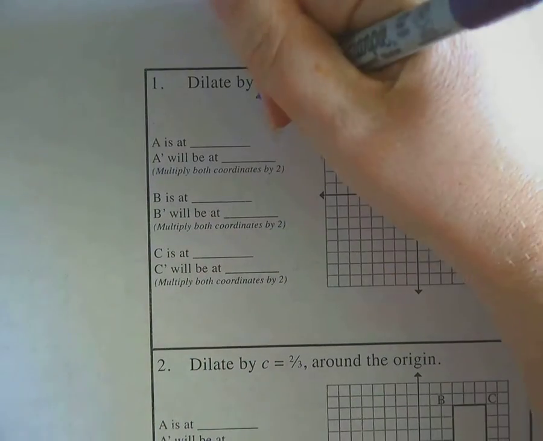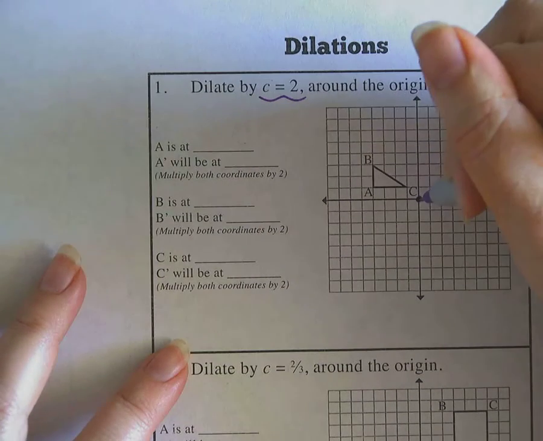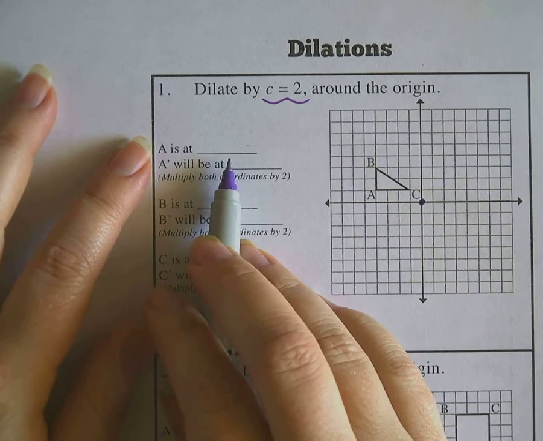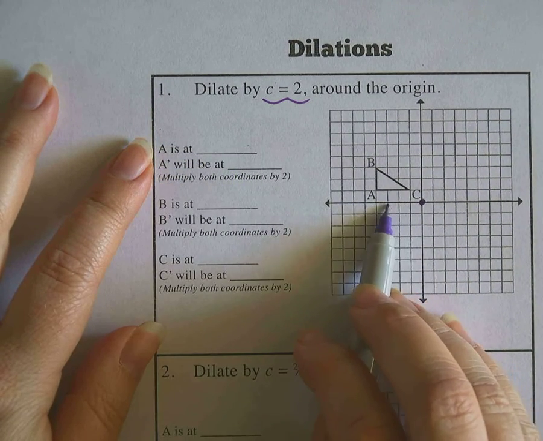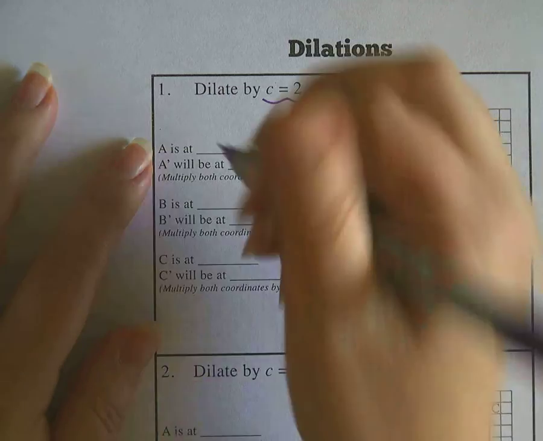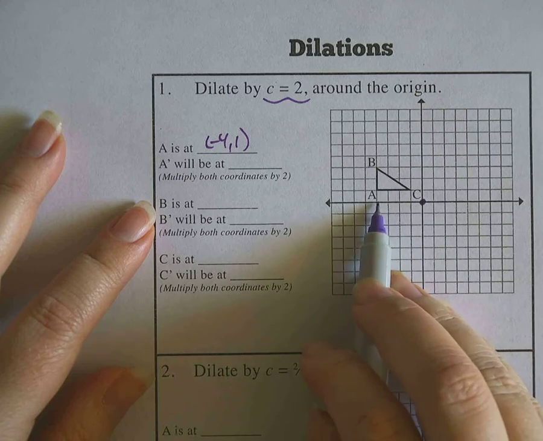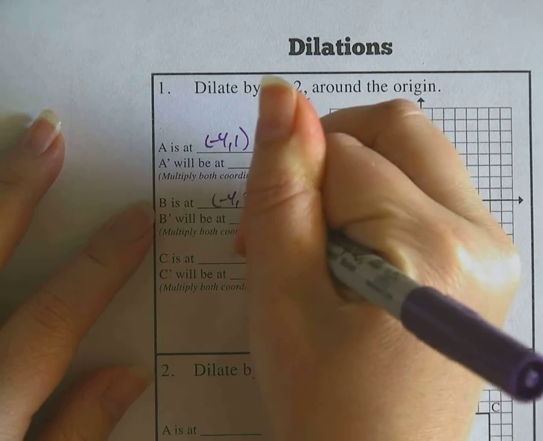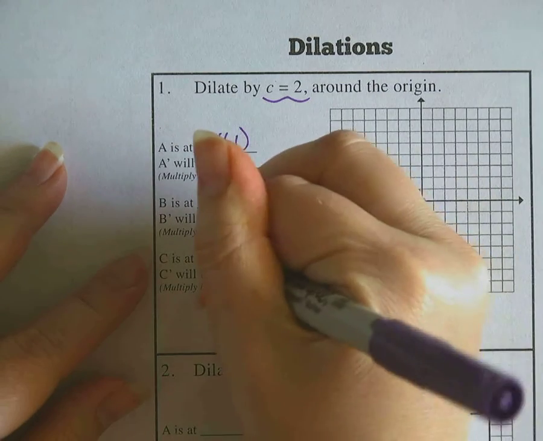So because c equals 2, that actually means we're going to be enlarging this shape. It's going to be bigger, so it's going to be enlarging away from 0, 0. I like to start by identifying where the points are. So point A is at -4, +1. Point B is at -4, 3. And point C is at -1, +1.